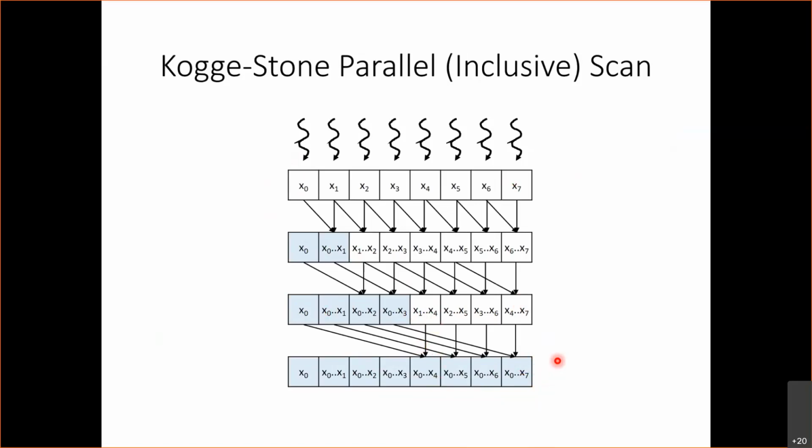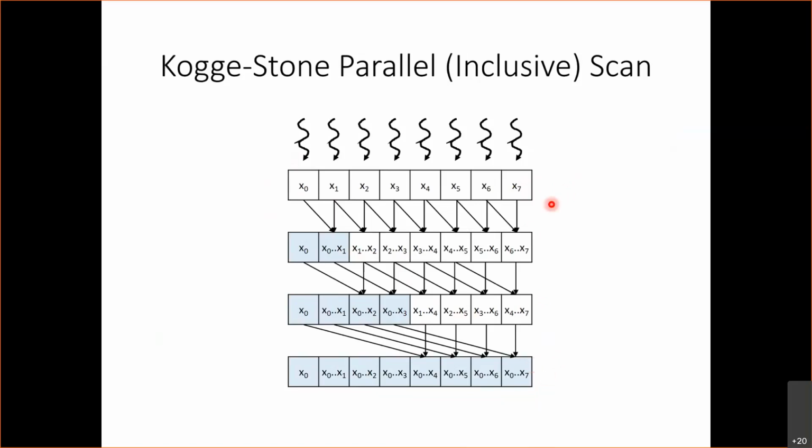Okay, so we have an array of 8 elements, and we were able to perform the scan in parallel using 3 steps, which is log 8. So with log n steps, we were able to perform the scan in parallel. Any questions about this approach? Is it clear to everyone?